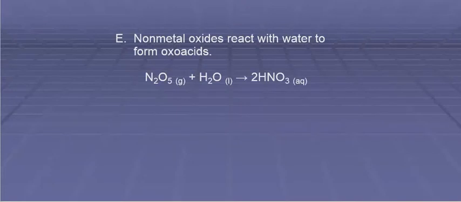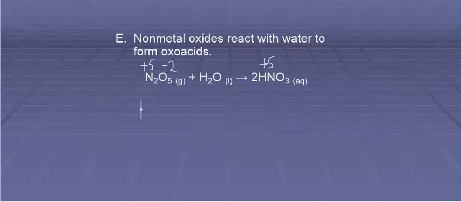And then nonmetal oxides react with water to form oxyacids. Now with nonmetal oxides, and I will give you a couple more examples, we have to have the same charges on both sides of the equation. So like N2O5, oxygen's a -2, which means nitrogen is a +5. So in the product, nitrogen has to be a +5. We cannot change oxidation states from side to side.